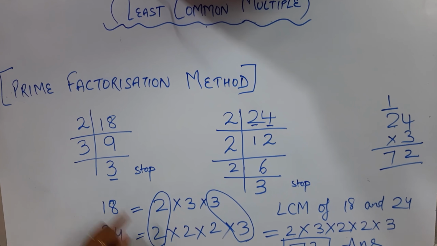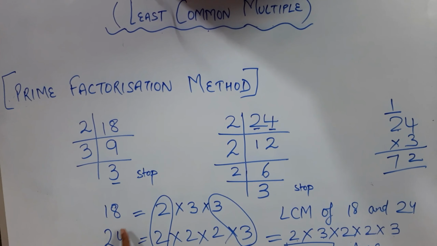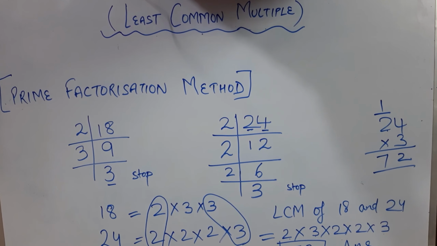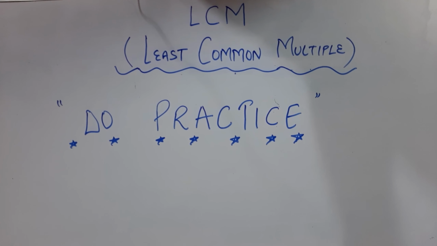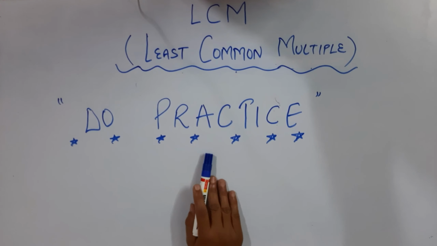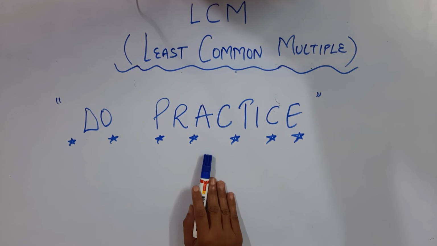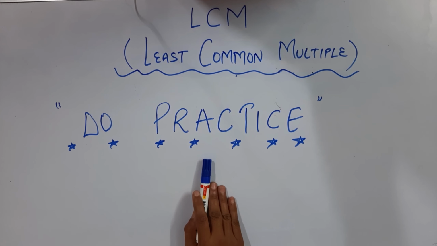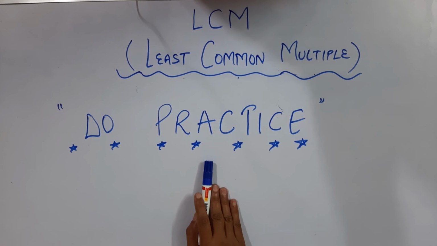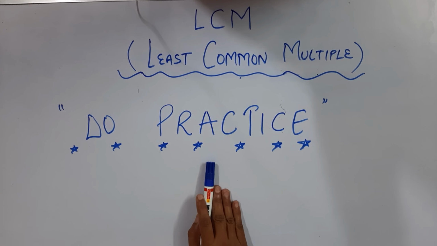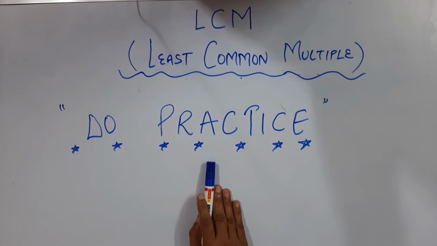In this way, with the help of prime factors, I can easily find the LCM of two given numbers. So kids, I hope you understood the concept of LCM. So do lots of practice of LCM sums. Take any two numbers, ask your parents to give any two numbers, then find their LCM. And if still you have any query, any doubt, you can ask me in the comment section. I'll read it and I'll surely reply to you.